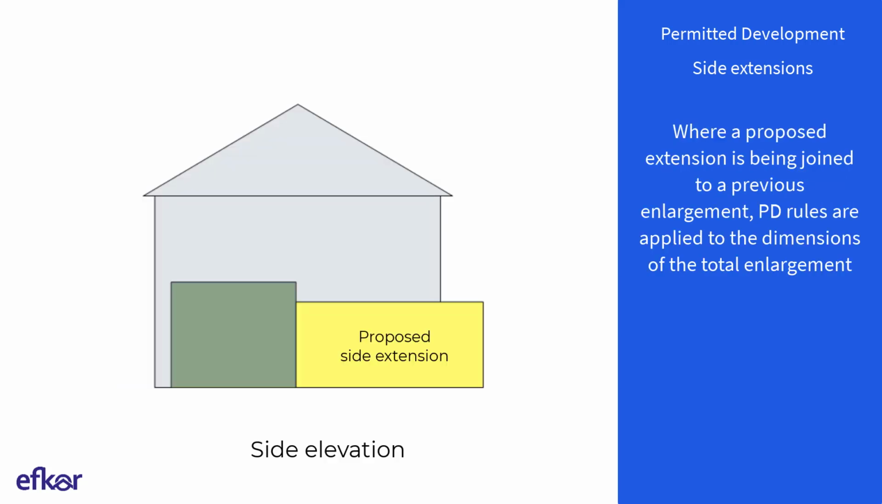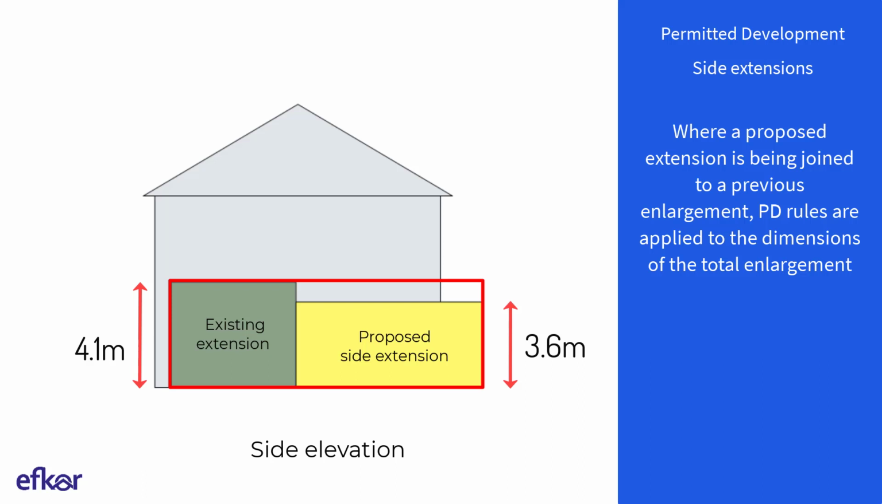Where a proposed extension is being joined to a previous enlargement, PD rules are applied to the dimensions of the total enlargement. For example, if a proposed side extension 3.6 meters high is added to an existing extension 4.1 meters high, the total enlargement is higher than the 4 meter limit, and it cannot be built under PD rules.